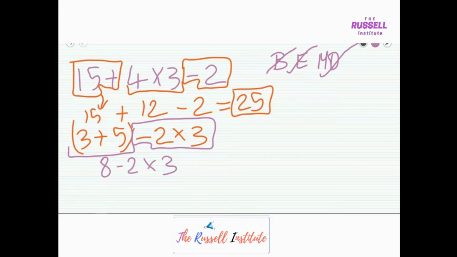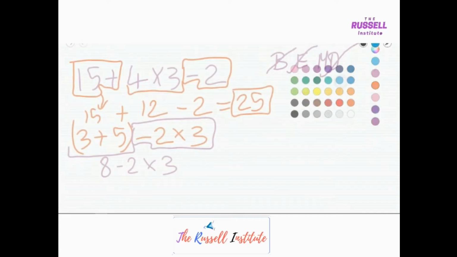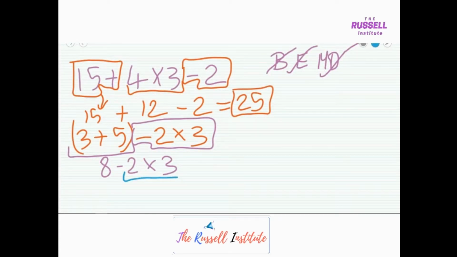Now, I have subtraction and I have multiplication. Which one should I do first? I need to do the multiplication first. So, 2 times 3 is 6. What did I not use? I did not use the 8 and my subtract sign. So, I bring it down. 8 take away 6. And therefore, my answer is 2. Let's do one more example.